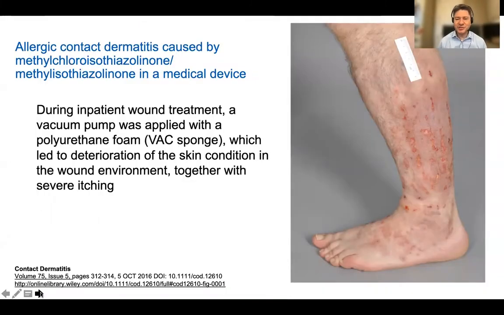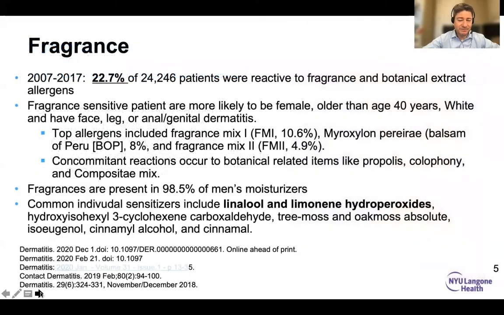Isothiazolinones also find themselves in quirky locations, like this vacuum pump. I think initially the impression is that it's the adhesive or a part of the device that may have plastic or rubber, but these preservatives make their way into some of the strangest areas.